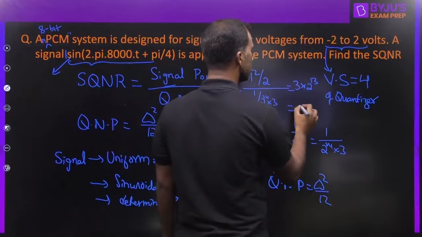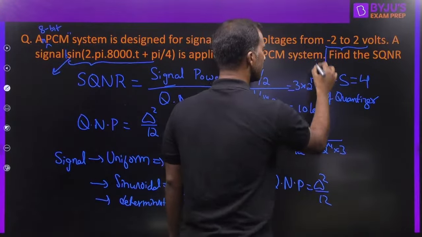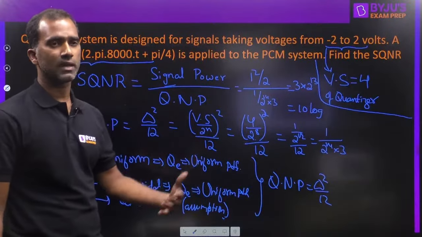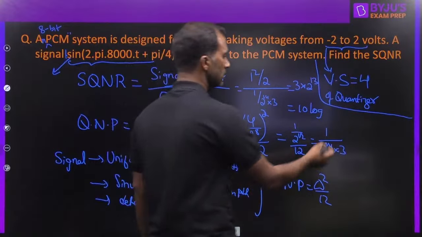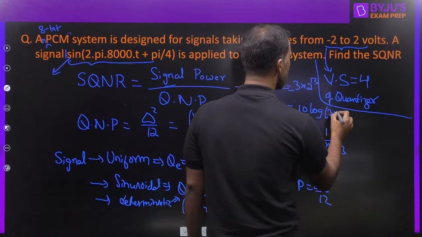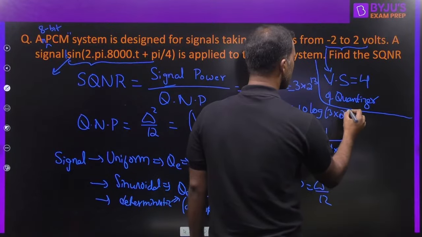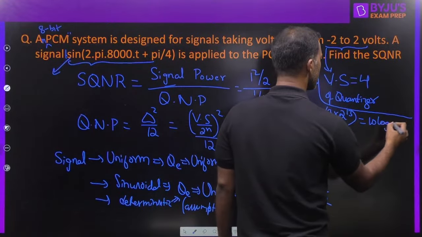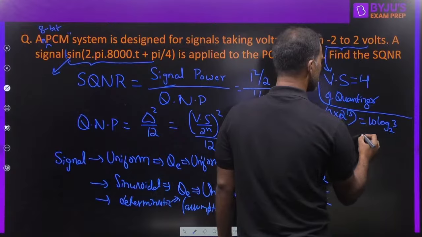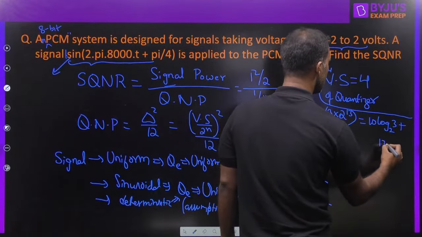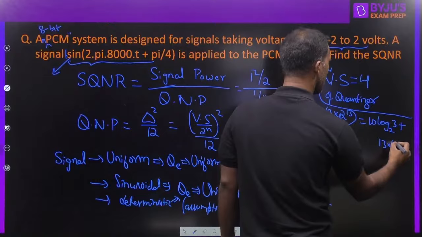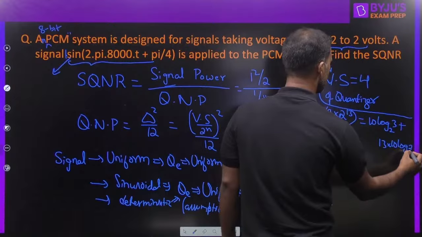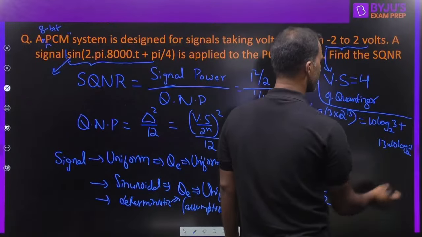So if you apply logarithm, it is 10 log, because we are dealing with power ratio, we have to apply 10 log. If you are dealing with voltage or currents, you can apply 20 log. So it is 10 log 3 into 2 to the power of 13. Okay, so this is 10 log 3 to the base 2 plus 13 into 10 log 2 to the base 2.